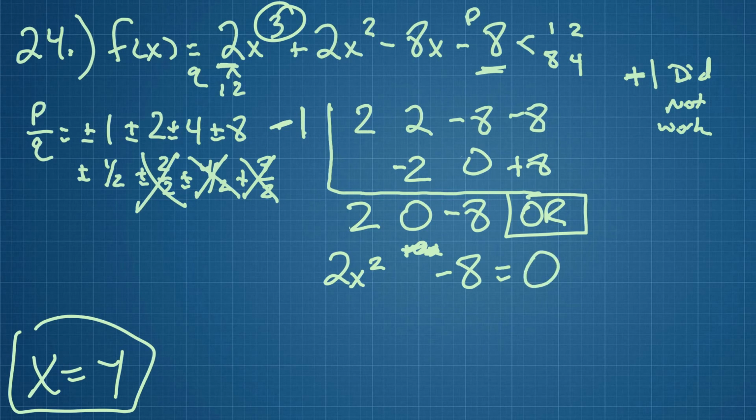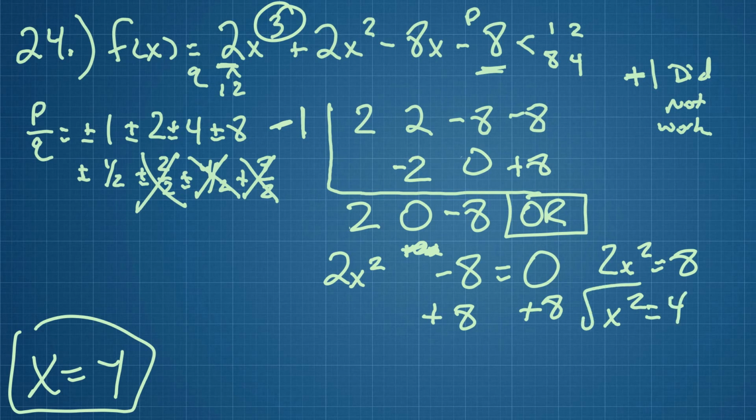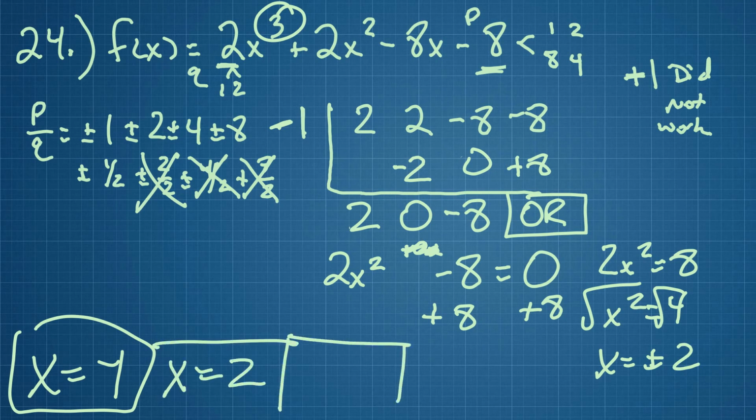But I'm just going to set this equal to 0. I'm going to add 8 to both sides. I get 2x squared equals 8. I'm going to divide both sides by 2. X squared is equal to 4. I square root both sides. I get x is equal to plus or minus 2. So that means my final answers are x is equal to 2 and x is equal to negative 2.